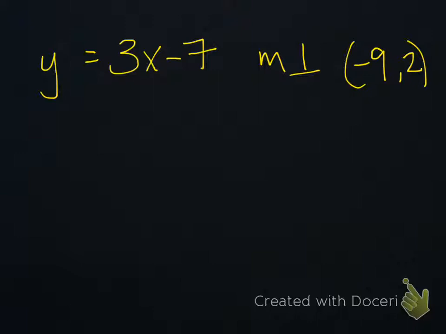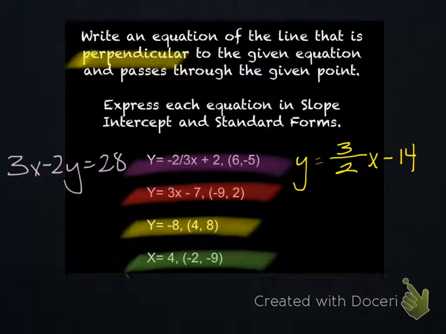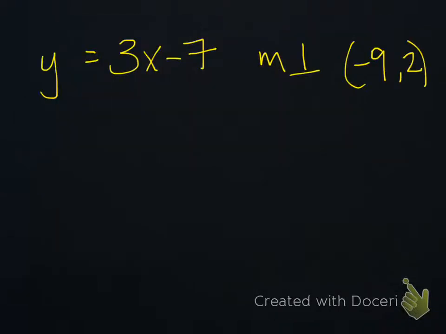All right, so here's what we have. I'm just copying from this. y is equal to 3x minus 7. That's the original equation. I'm being asked to write the line that is perpendicular and passes through (-9, 2). So I don't really know why I wrote slope perpendicular. I guess I was overthinking it. Okay, so I'm going to write the line that's perpendicular, and it passes through (-9, 2).